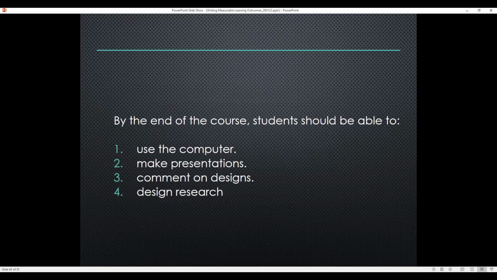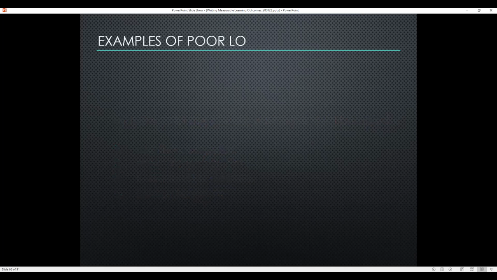Example, by the end of the course, students should be able to use the computer. There are so many types of computers in this world, right? So which computer? Knowing how to operate this kind of computer doesn't mean that you know how to operate this other kind of computer. Yeah, it's a machine, but I know how to operate this, but I may not know how to operate this. Correct? So it's very, very ambiguous. Make presentations. What kind of presentation? I present the table, put a nice piece of cloth, is also a presentation. Correct? I present talking like this is also presentation. So what kind of presentation is it? Comment on designs. Again, what kind of design? Very, very general. Also, no.